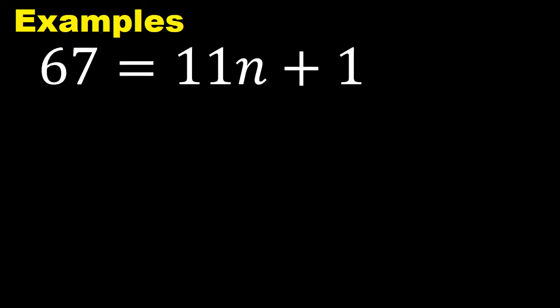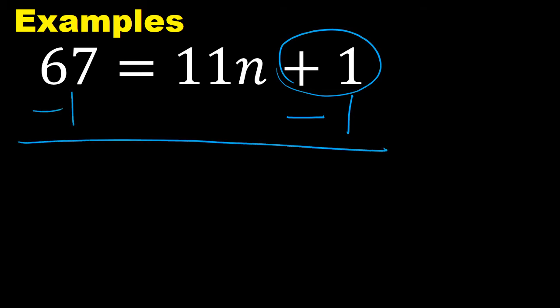What about this example? Here I have 67 equals 11n plus 1. And so you have to show 2 steps in isolating your variable here. So I know that I have plus 1 on the right side, so let's go ahead and subtract 1 from both sides of my equation. I'm going to bring down my 11n, bring down my equal sign, and I have 67 minus 1 is 66. So here's my first step.